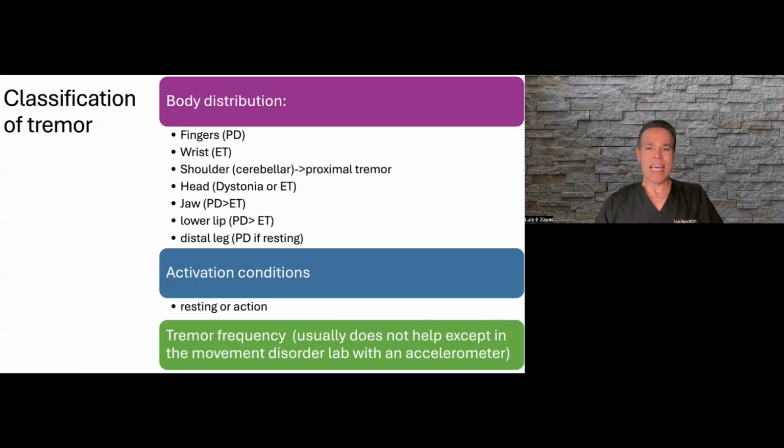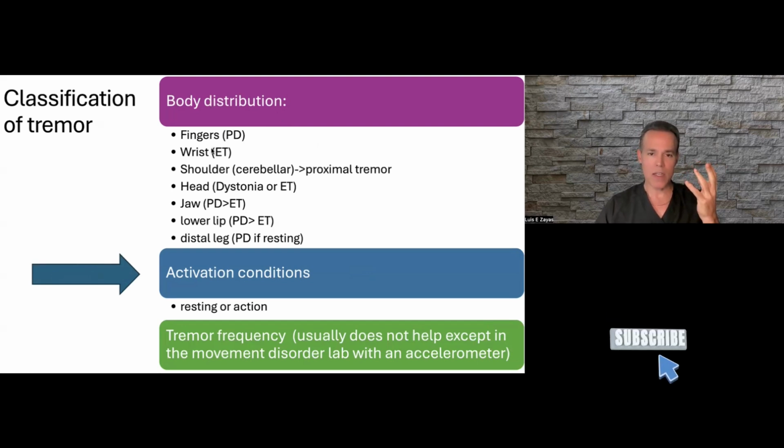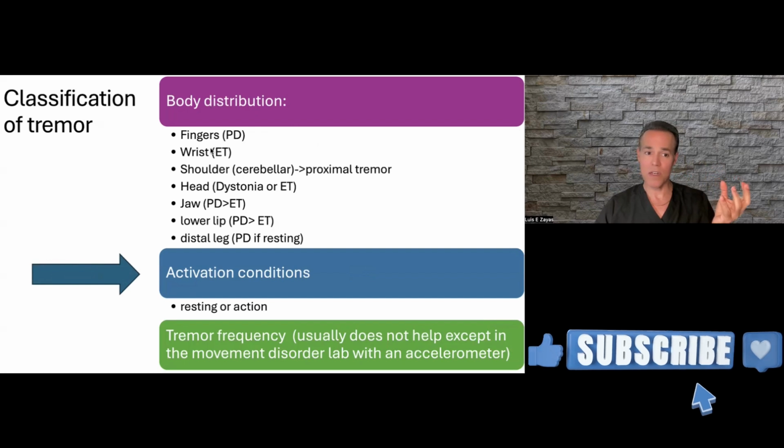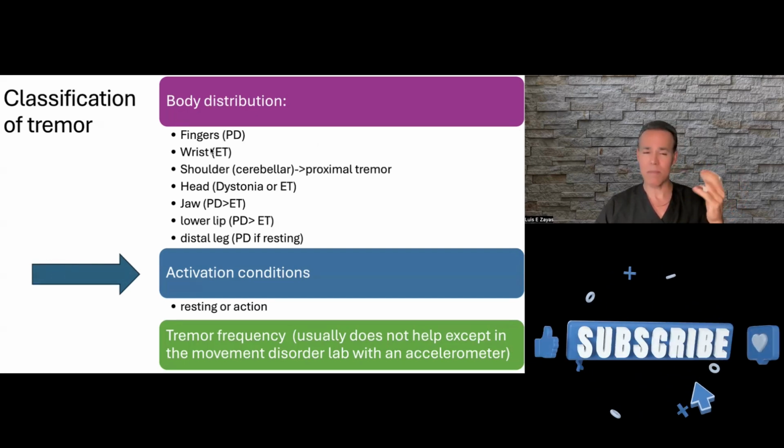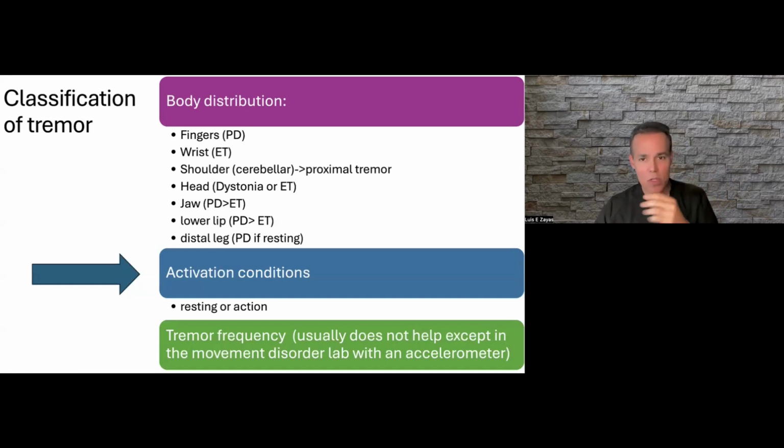Now let's talk about classification of the tremor. This is the way that we classify tremor. However, the most important aspect of classification is the activation condition. Let's talk first about the body distribution, which is location. You have to pay attention to where exactly you are seeing the tremor. Is it the fingers, the wrist, the shoulder, the head, the jaw, the lower lip, the distal legs? Because that might guide you to the differential diagnosis.